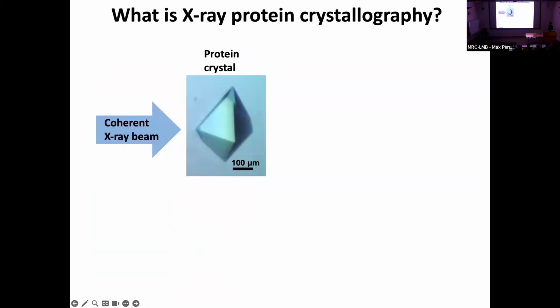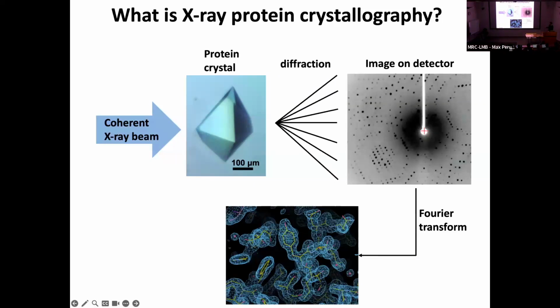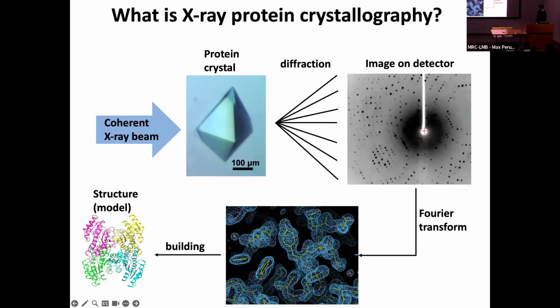So what is protein crystallography? Basically, you need to crystallize your protein. Then you're going to hit it with an X-ray beam. You're going to get a diffraction pattern. From that, you can use Fourier transform to reconstruct your real space shape. In this case, it's going to be your electron density. And then you can build your model.